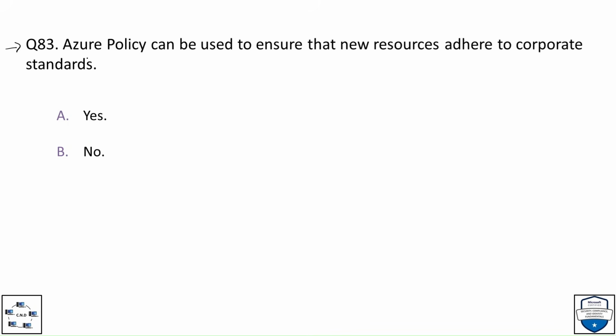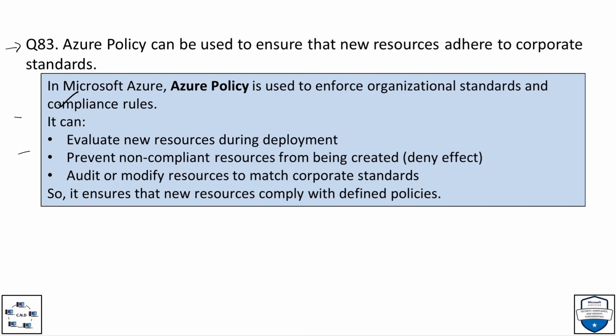Question number 83. Azure Policy can be used to ensure that new resources adhere to corporate standards. Option A, yes, and option B, no. And the correct option is option A, yes. The explanation is, in Microsoft Azure, Azure Policy is used to enforce organizational standards and compliance rules. It can evaluate new resources during deployment, prevent non-compliant resources from being created, that is the deny effect, and audit or modify resources to match corporate standards. So it ensures that new resources comply with defined policies.